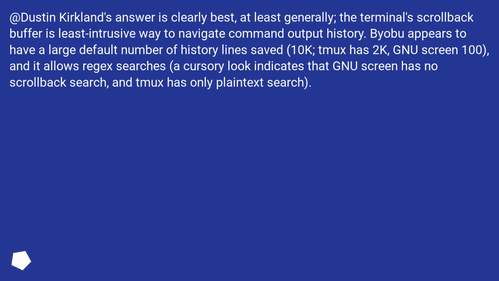Dustin Kirkland's answer is clearly best, at least generally. The terminal's scrollback buffer is the least intrusive way to navigate command output history. byobu appears to have a large default number of history lines saved, 10k, tmux has 2k, new screen 100, and it allows regex searches. A cursory look indicates that new screen has no scrollback search, and tmux has only plaintext search.